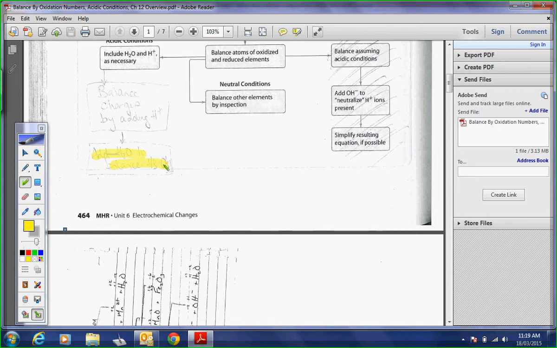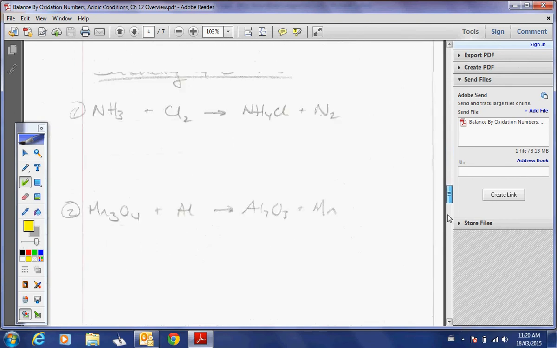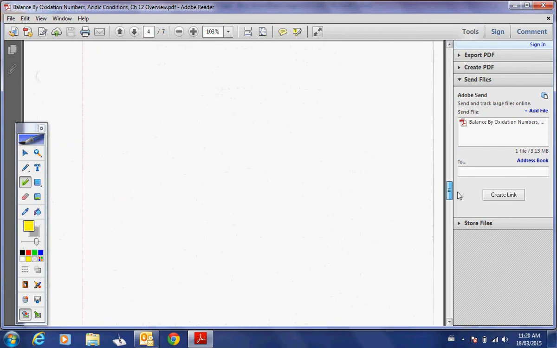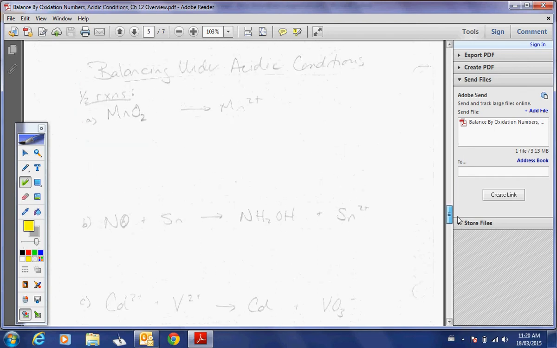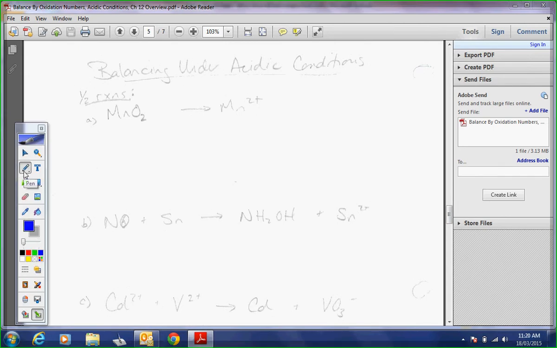Okay, so this is what I mean. So let's go over to that sheet. Maybe if it likes me today. Okay, go down, down, down. One more down. Okay, so balancing by oxidation numbers under acidic conditions. The first thing we do is still the same as last time. I still assign oxidation numbers.